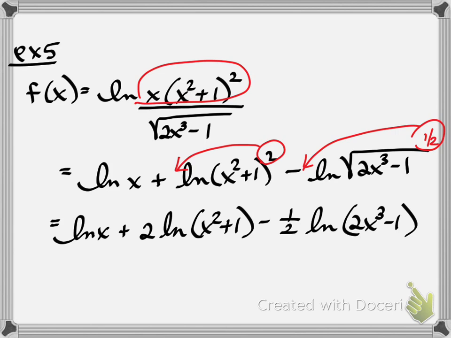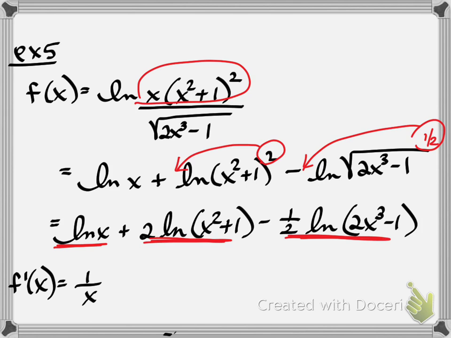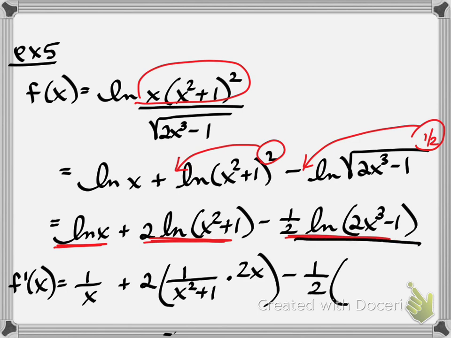Now we did a lot of expanding, and I think you'll agree that that looks nicer than what we started with, because now we can just take the derivative of each of these little pieces, which should be pretty nice. So the first one, derivative of ln of x, that's that first rule that I said didn't happen very often, but sometimes it does. It's just 1 over x. Plus 2 times the derivative of this, which is 1 over u, times u prime, minus 1/2 times the derivative of this, which is 1 over 2x cubed minus 1, times 6x squared, u prime.